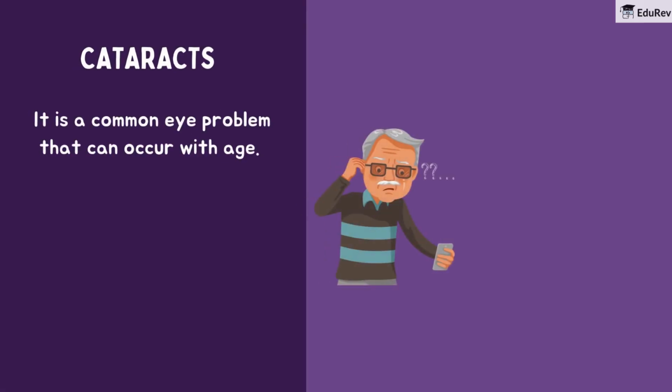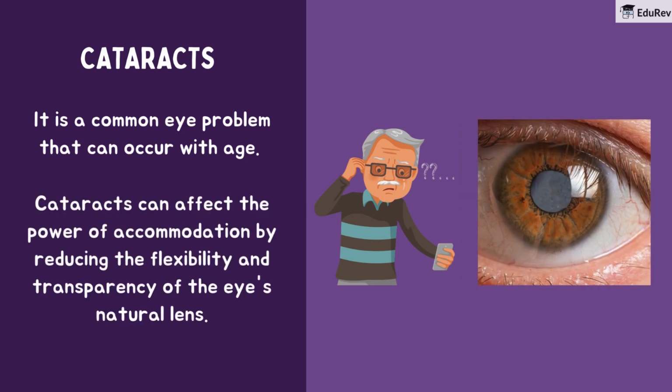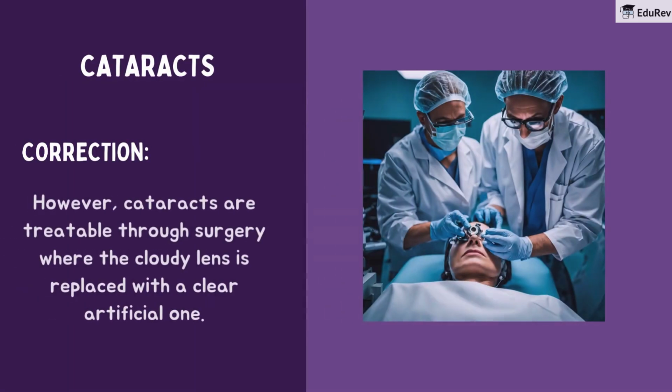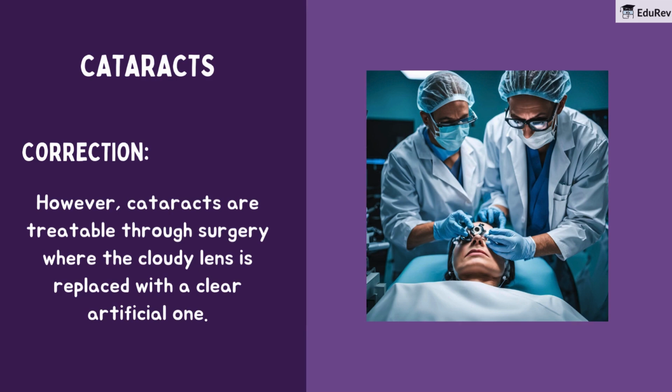Cataracts. It is a common eye problem that can occur with age. Cataracts can affect the power of accommodation by reducing the flexibility and transparency of the eye's natural lens. Cataracts correction. However, cataracts are treatable through surgery where the cloudy lens is replaced with a clear artificial one.